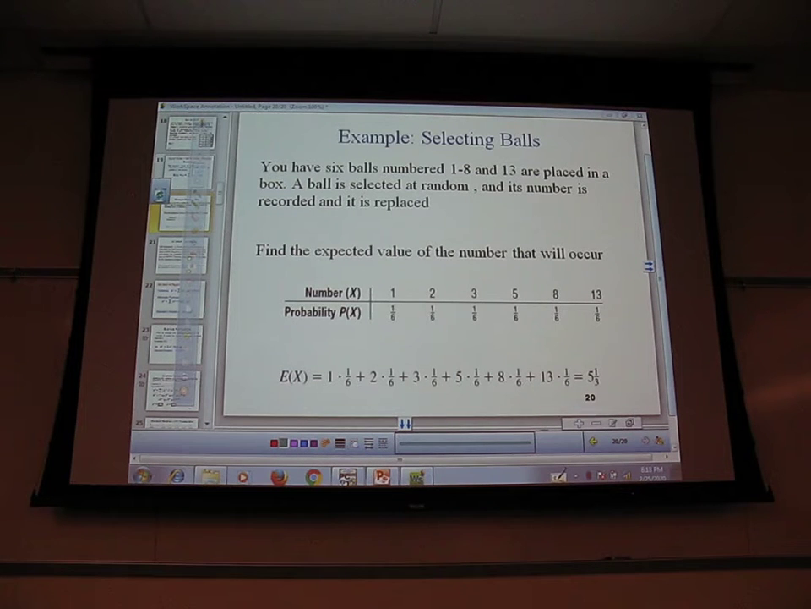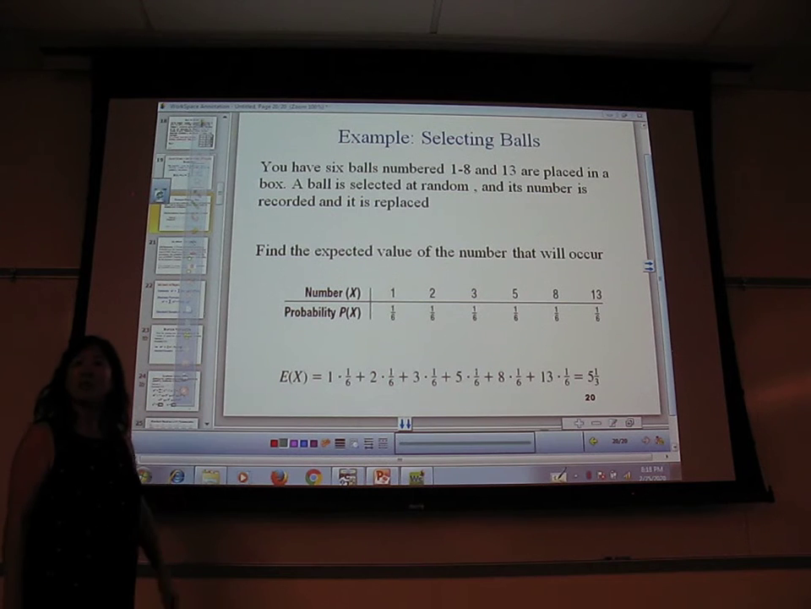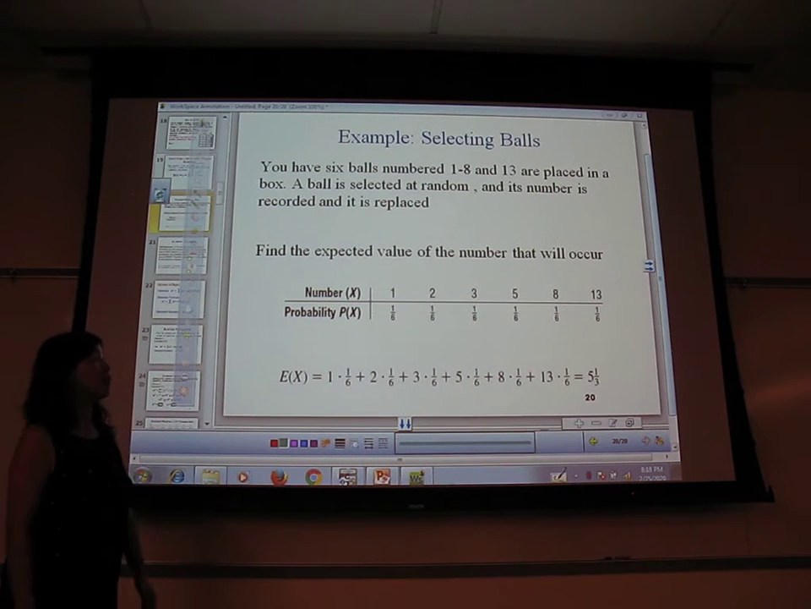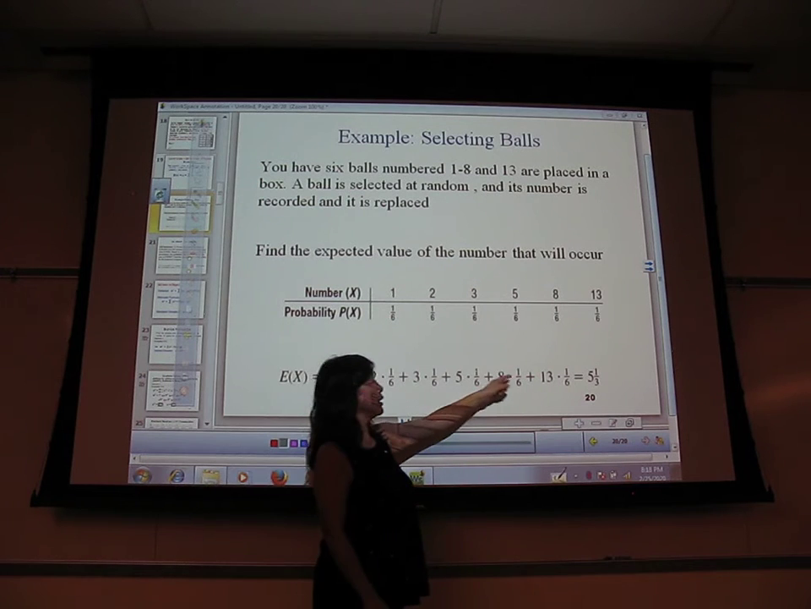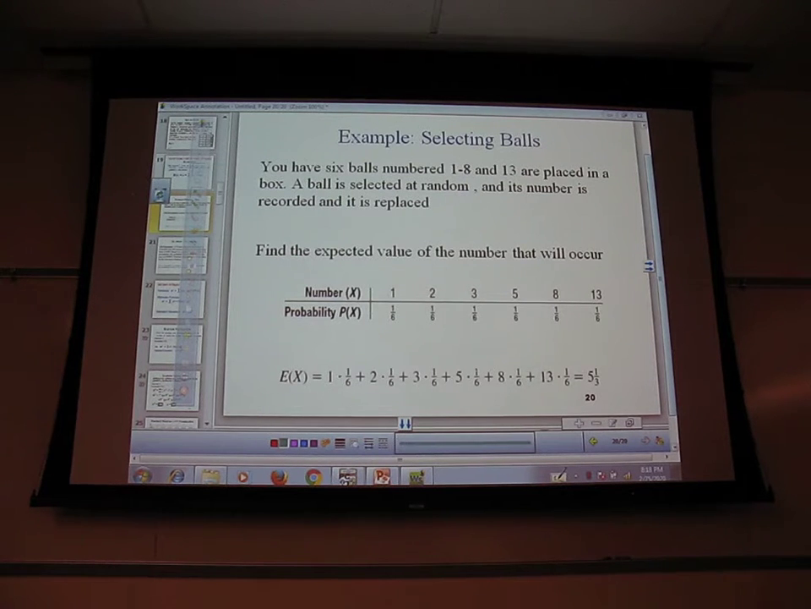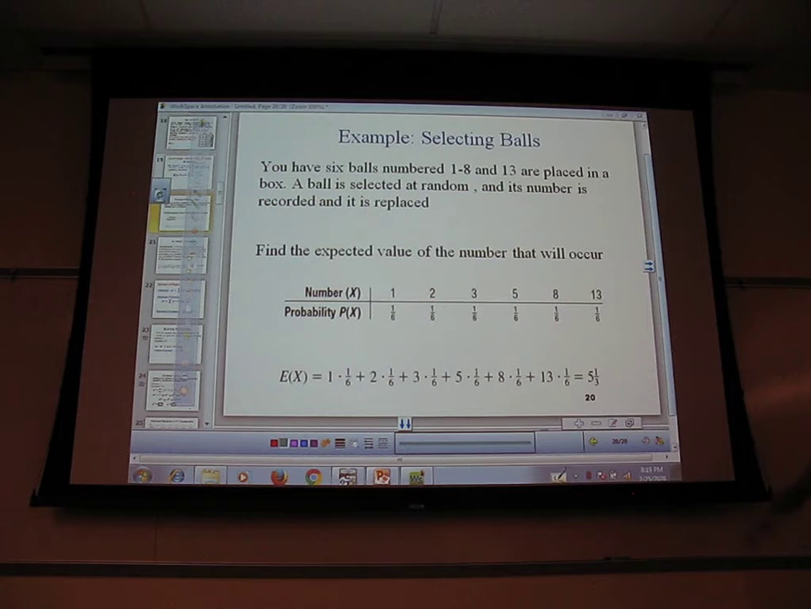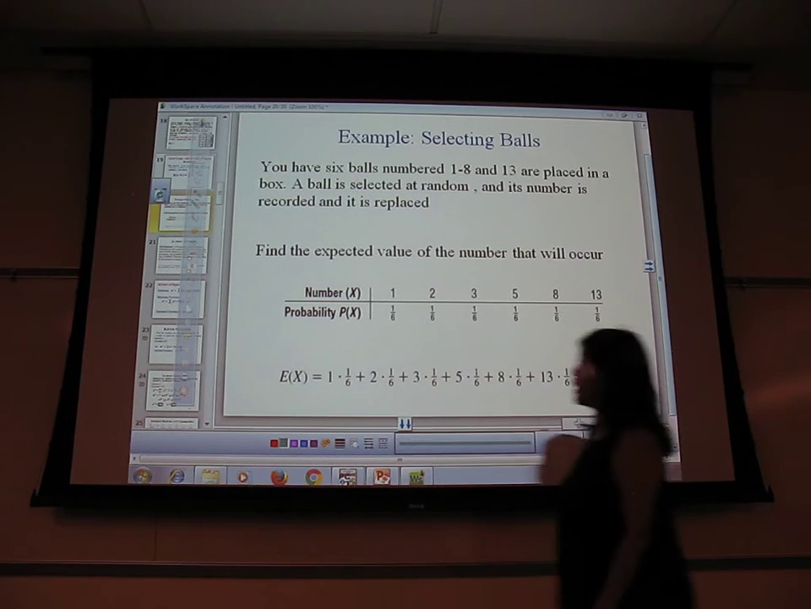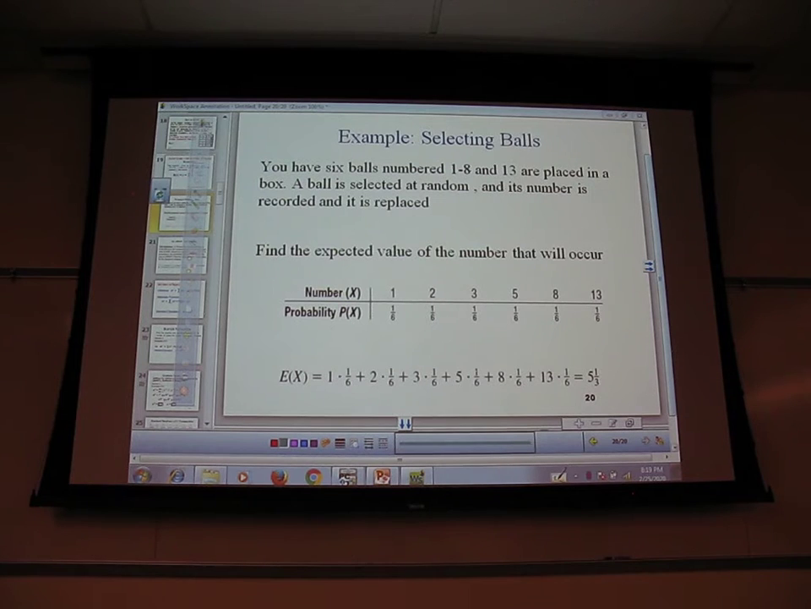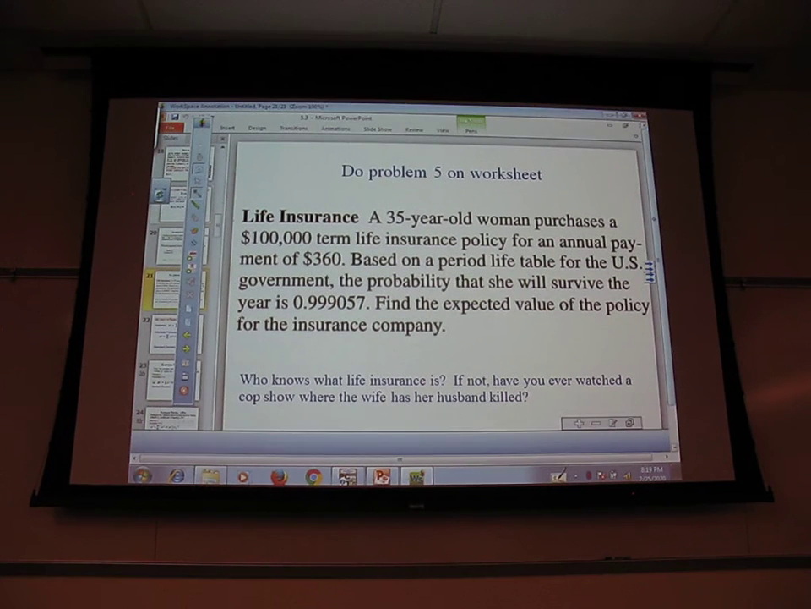Good. So what do you have? You have all these balls in there. There's 6 of them, numbered 1, 2, 3, 5, 8, and 13, all with 1/6 probability. So you take each one of those numbers, multiply by its probability. If you add them up, you'll get 5 1/3. That means if you drew a bunch of balls over and over again, thousands of times, and you average what you got, you're going to get really close to 5.333. That's what you're going to get on average. So what I want you guys to do is take a look at this problem here and try to figure out, let's get a reader for this one actually.